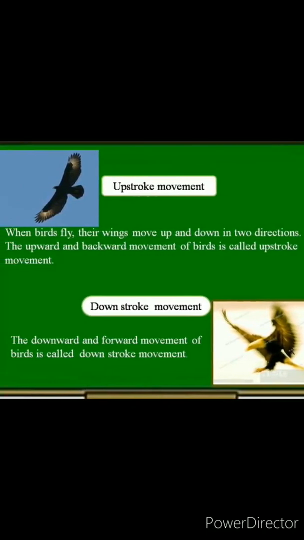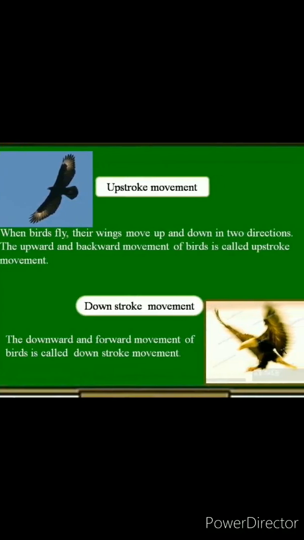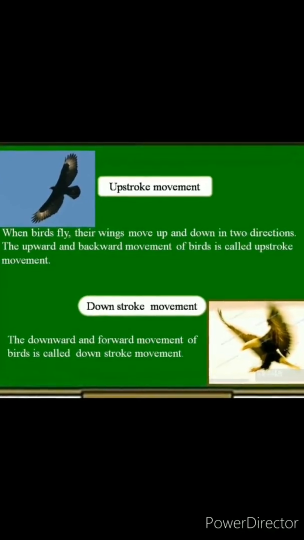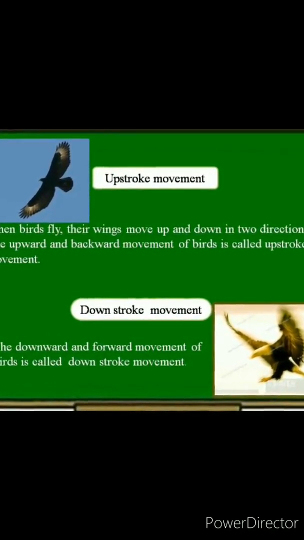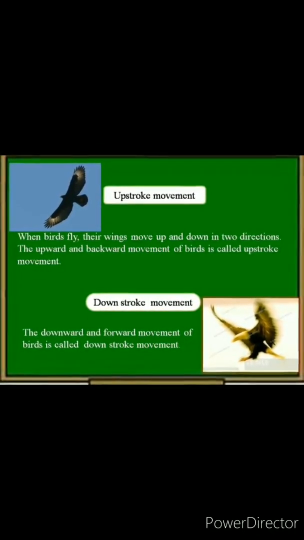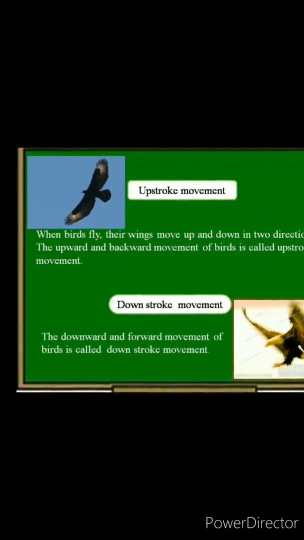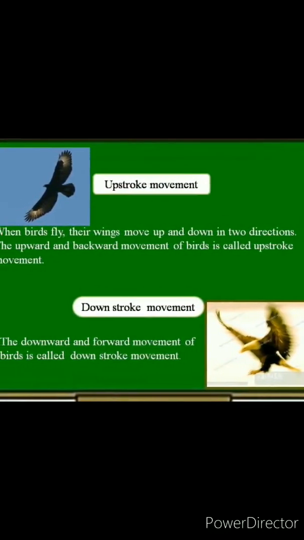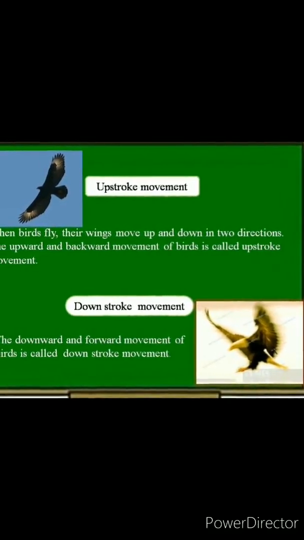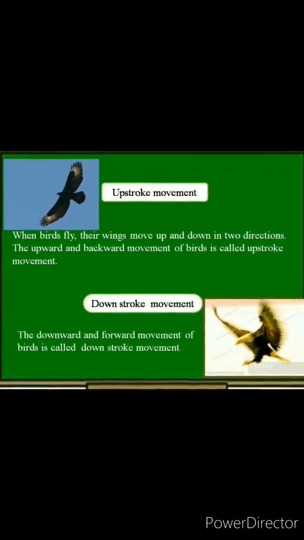When you look outside, you probably see lots of different birds flying and soaring from place to place. Their wings flap and help them to fly high in the air. When birds fly, their wings move up and down in 2 directions. Now we are going to see the bird's upstroke movement and downstroke movement. Just observe these 2 pictures.